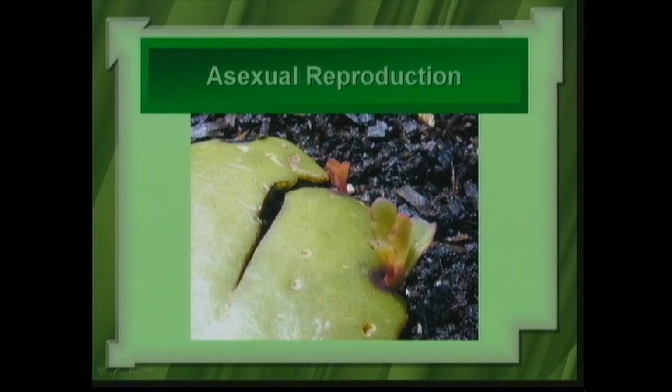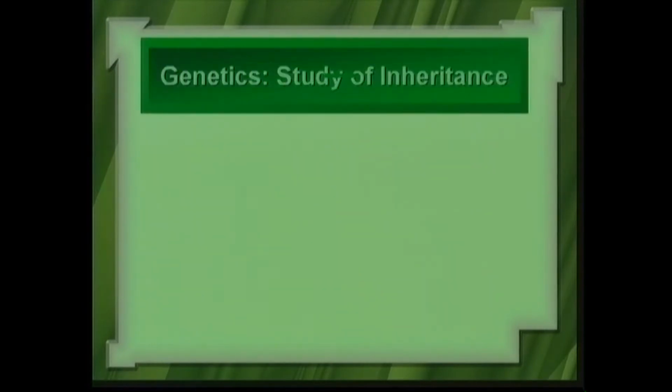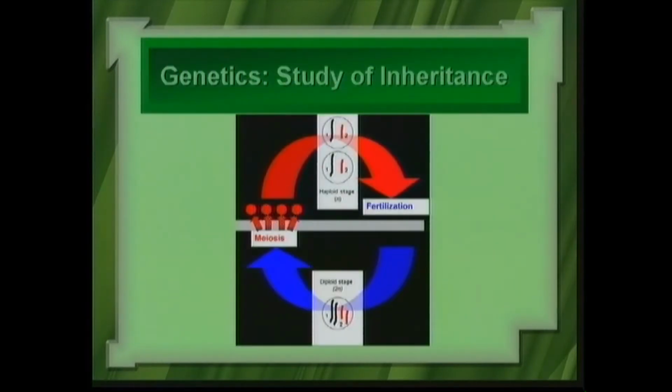You remember that asexual reproduction happens when you have offspring plants growing from either the root or the stem or the leaf. And so these little baby plants here will be genetically identical to their parent plant. We'll have the same genes, the same genetic makeup. Now, of course, the topic we're going to study today has to do with genetics. And what is genetics? It is the study of inheritance.